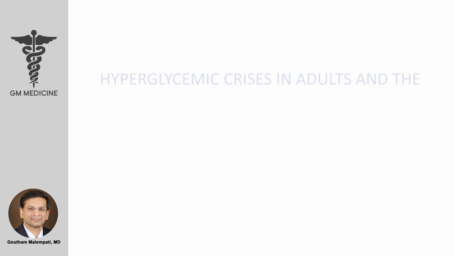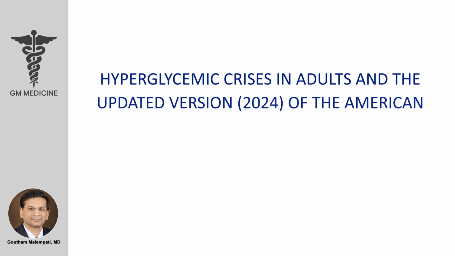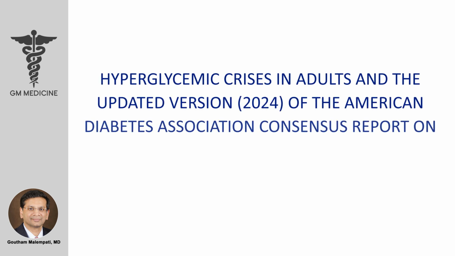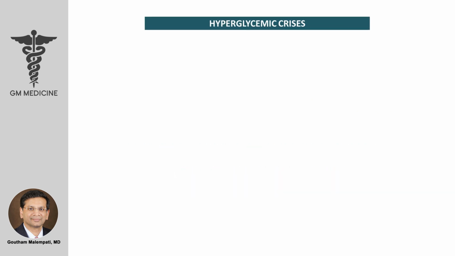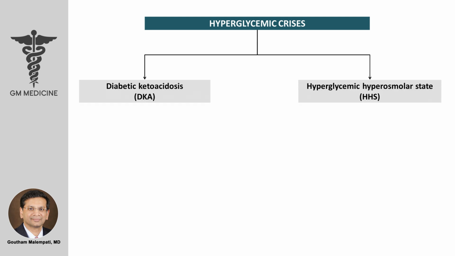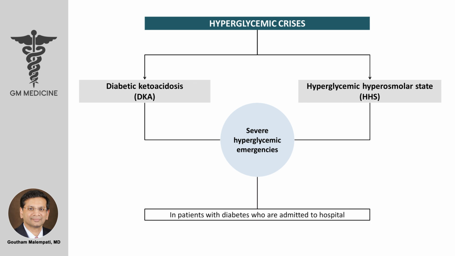Hi, in today's video, I'll be talking about hyperglycemic crisis in adults and the updated version of the American Diabetes Association consensus report on the diagnosis and treatment of hyperglycemic crisis. Hyperglycemic crisis consists of diabetic ketoacidosis and hyperglycemic hyperosmolar state, the two most severe hyperglycemic emergencies noted in patients with diabetes who are admitted to the hospital.